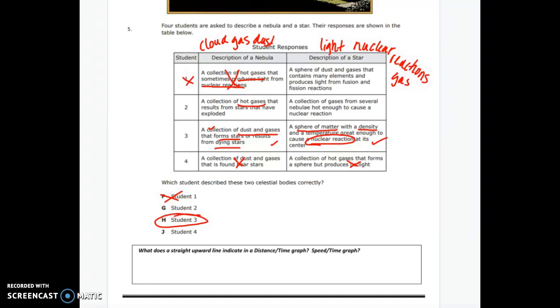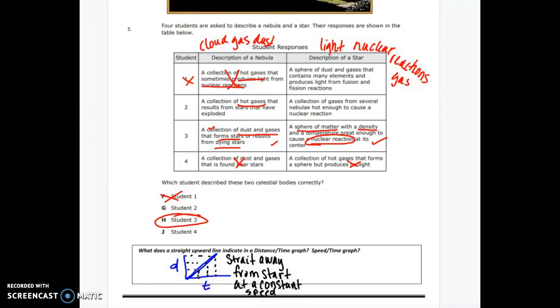All right, what does a straight up line indicate on a distance time graph or a speed time graph? Okay, a distance time graph. So this is distance, this is time. A straight up line on a distance time graph means that you are traveling the same amount of distance every period of time. So every 5 minutes, you've gone the same distance as you go the next minute. So you are traveling straight away from the start at a constant speed.